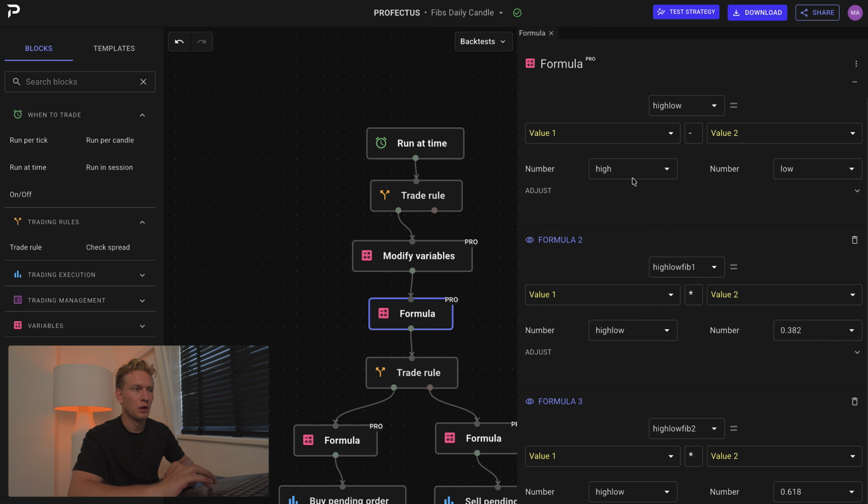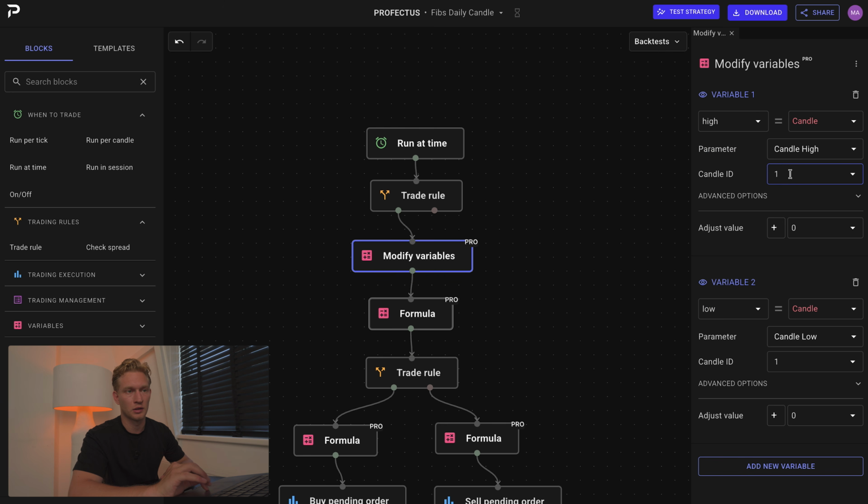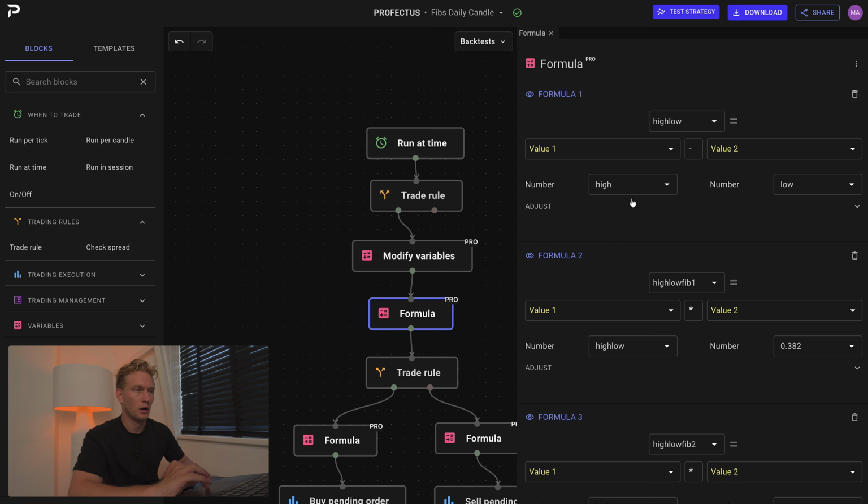So like I told you, we take the high, which is the variable high, minus the low. Well, we just found the high and low here, and that's candle ID 1 and the candle low, candle ID 1, which is last day's candle. So the high of yesterday minus the low of yesterday, we store that in another variable. You have to write it down somewhere. We call that high low.